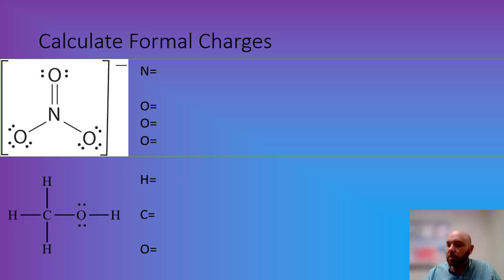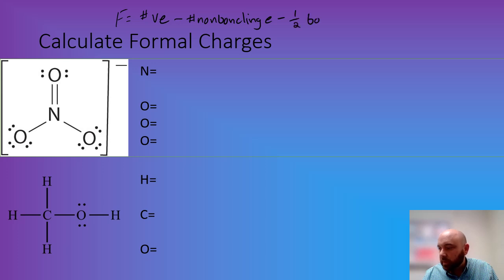To calculate the formal charge with the nitrogen, we're going to follow our formula that says that formal charge is equal to the number of valence electrons a neutral atom normally has, minus the number of non-bonding electrons an atom has, minus the half of the number of bonding electrons an atom has.